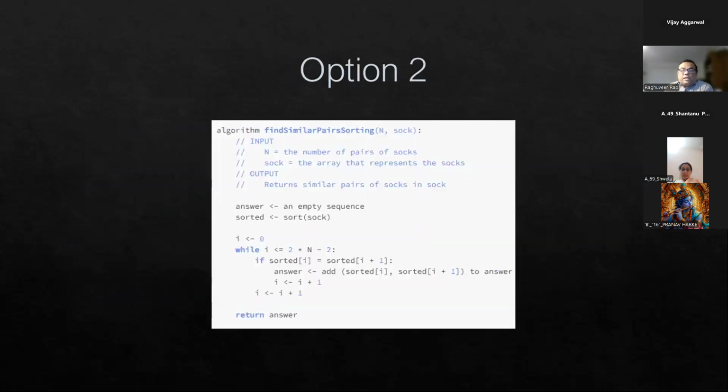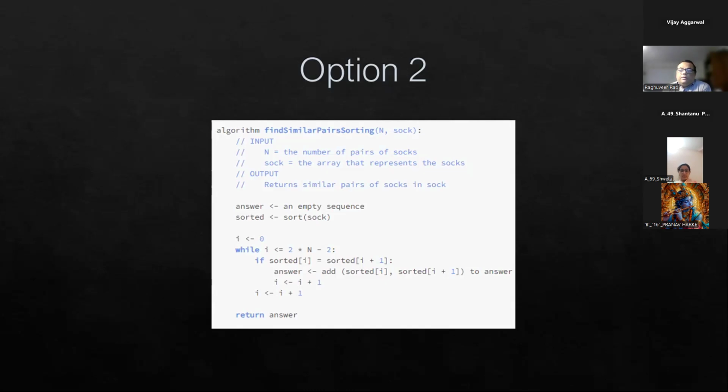So in the second one, if you're trying to sort the same thing, your answer is an empty sequence. First, you sort them. Basically, you put all the ones together, all the twos together, all the threes together. So you just sorted it. And then you go over that. You pick the first one and the second one, in this case you had two pairs, right?